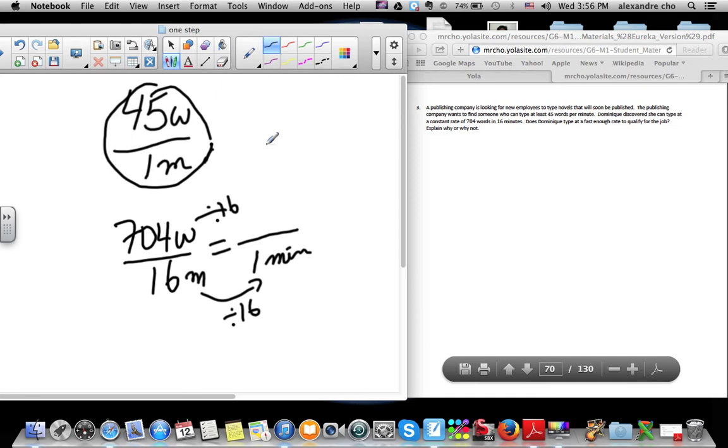704 divided by 16 will give you 44. So, 44 words per minute. So, can she apply for the job? She's going to have to practice a little bit more because she's just under. Okay, she can type 44 words per minute.